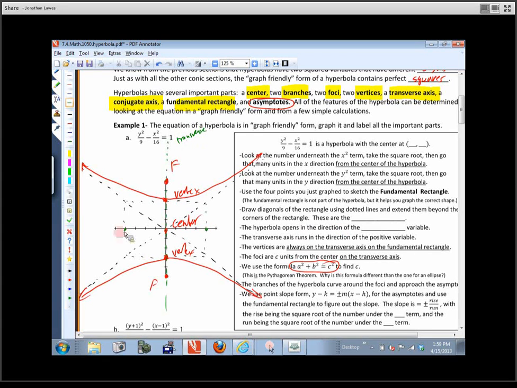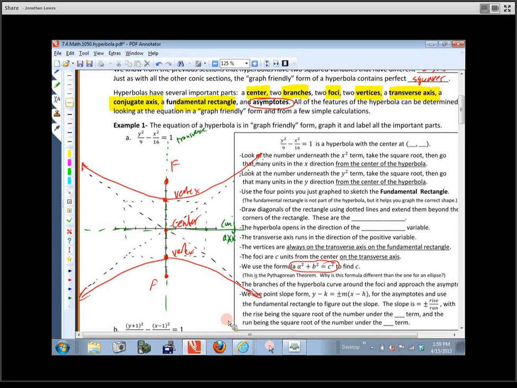And then the conjugate axis runs right down in the middle of them. Okay? So there's the conjugate axis. Now, we don't worry about those too much other than to reference them once in a while, or if they come up in a description of what the hyperbola looks like. So we'd want to know that.